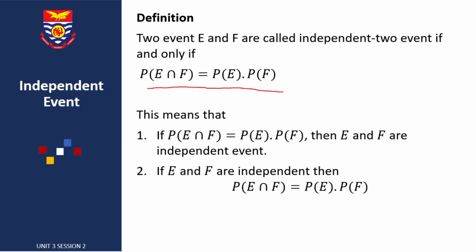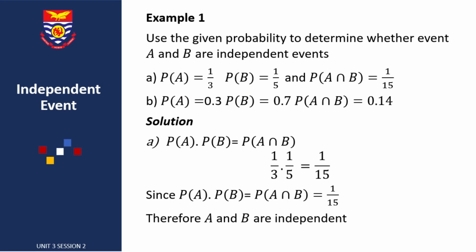Maybe an example will do. Let's pick an example. Example 1: Use the given probabilities to determine whether events A and B are independent events. So we are just to check whether those two events are independent or not. In part A, we are given the probability of A as 1/3, the probability of B as 1/5, and the probability of A intersection B as 1/15. In part B, the probability of A is 0.3, the probability of B is 0.7, and the probability of A intersection B is 0.14.